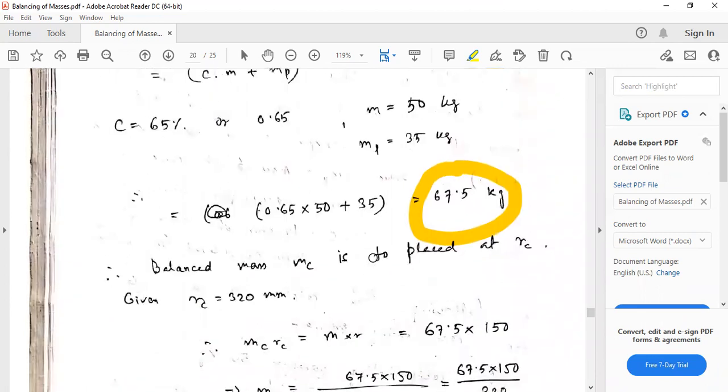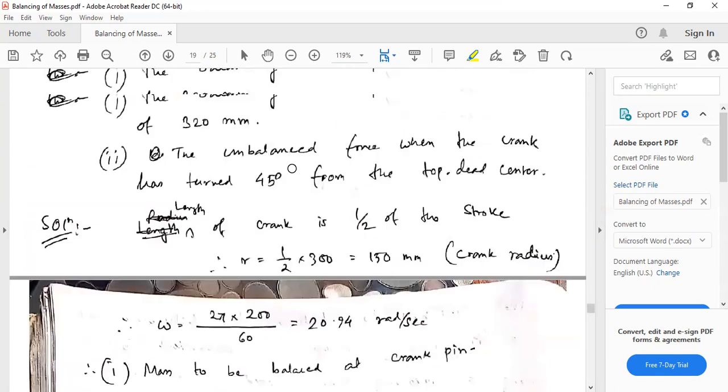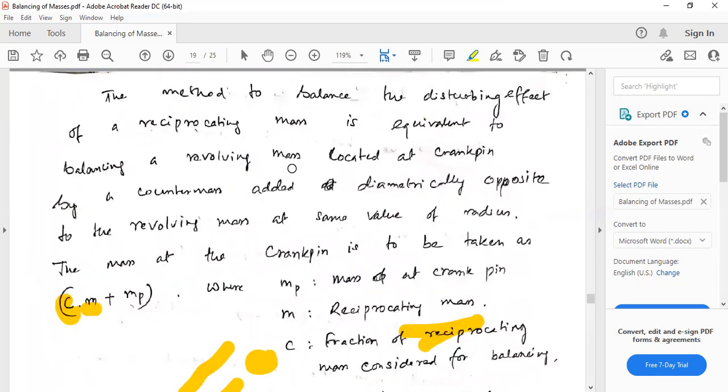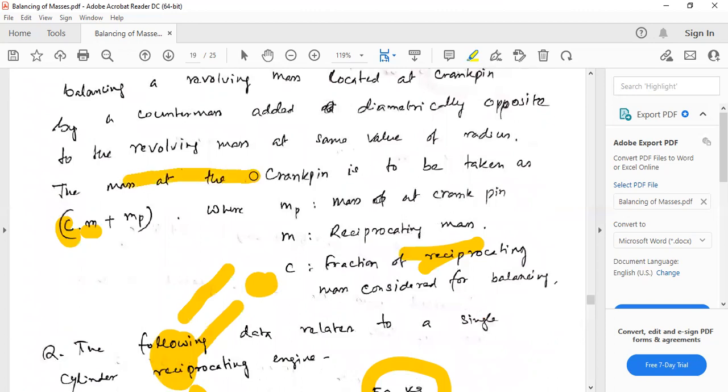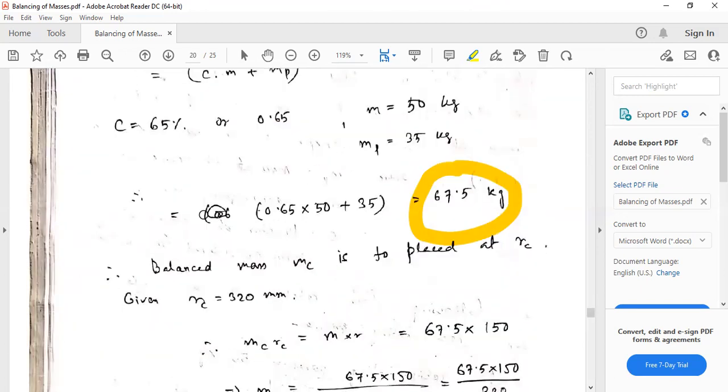Oh, I'm sorry. Just a moment. This 67.5 is actually the mass at the crank pin. After finding this out, we have to balance it. I'm sorry, I missed that step. So let's just tell it in this manner. What we did is, this is the revolving mass we know, and this is the reciprocating mass we know.